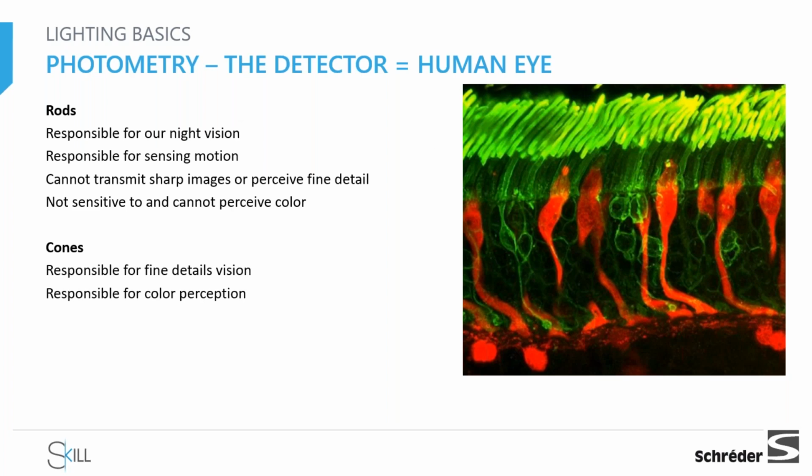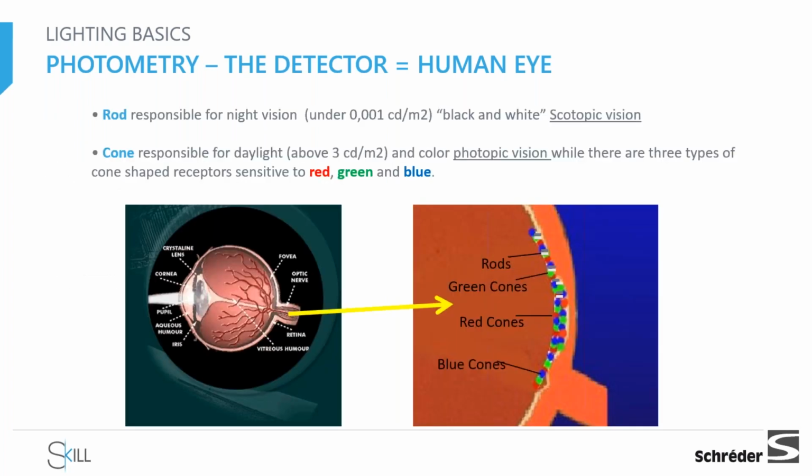Why is that? It is because rods are active and responsible for night vision when the light level is very low, less than 0.001 candela per meter square. And in that limit, if we were under these circumstances, we will be able to see black and white objects, or the same object, we can see it without color in black and white. We call this type of vision scotopic vision.